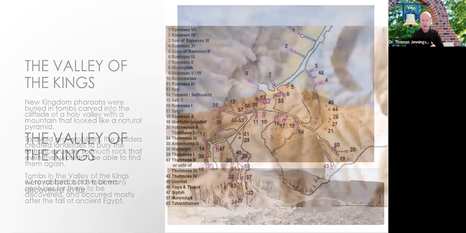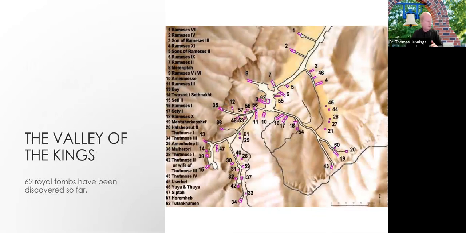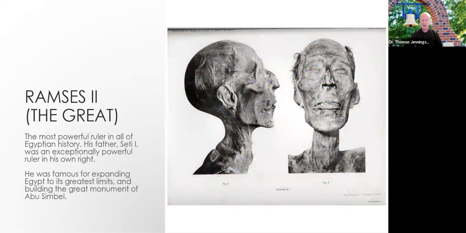And we have a map today of the Valley of the Kings. We've discovered 62 royal tombs in the Valley of the Kings so far, including King Tut. Most of the New Kingdom pharaohs, we have discovered their tombs and their mummies. And that leads us to the greatest leader in Egyptian history, which is Ramses II, also known as Ramses the Great. There he is, looking excellent for 4,000 years old.